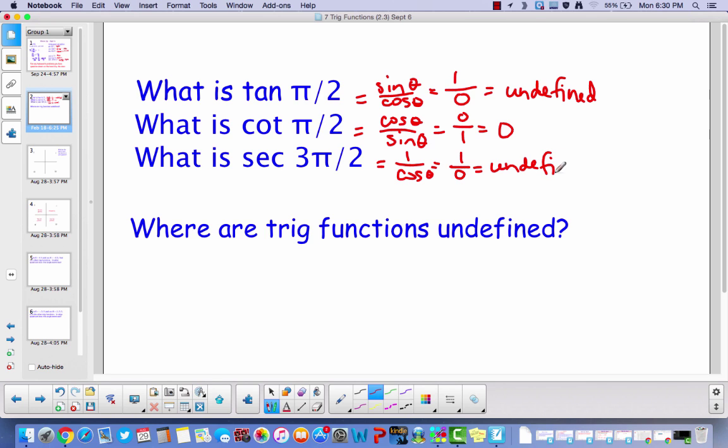So take a minute. We haven't talked about cosecant yet. But where is cosecant of theta undefined? Where are those functions undefined? Talk with your side partner about that, please.